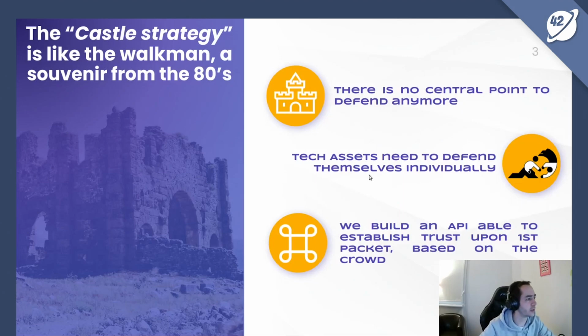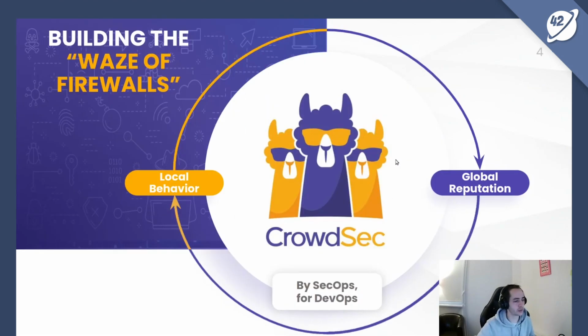So we do believe that the castle strategy is like a Walkman, it's a souvenir from the 80s, and that every asset on the information system needs to be able to defend itself on its own. And we take the bet that HTTP is the most common language spoken by both the most vulnerable Unix as well as the latest smartwatch. And this is why we created CrowdSec, and we aim at creating the next wave of firewalls.